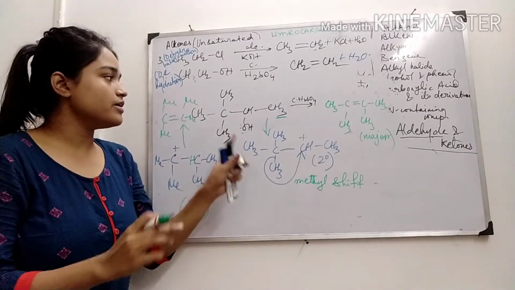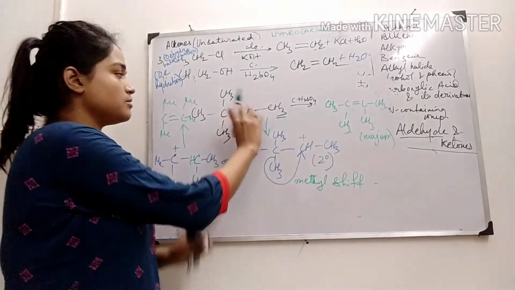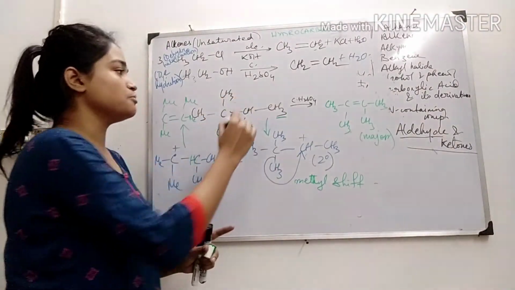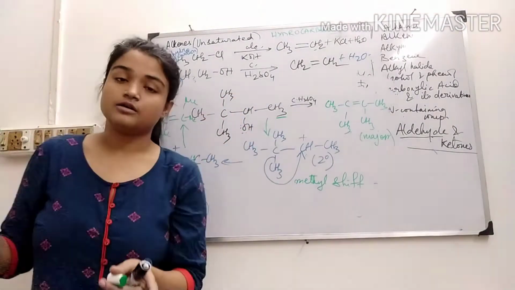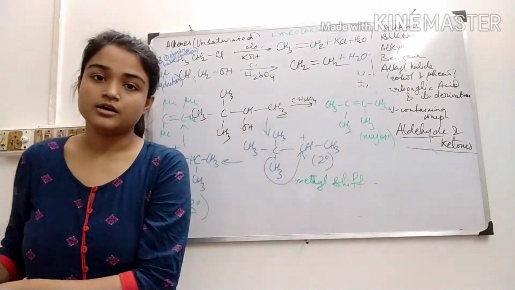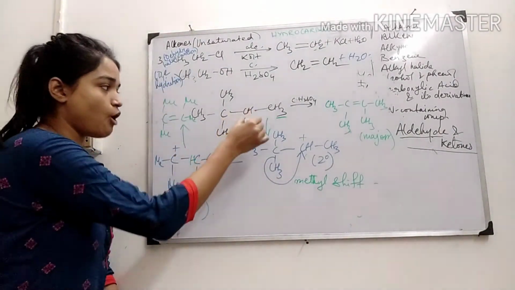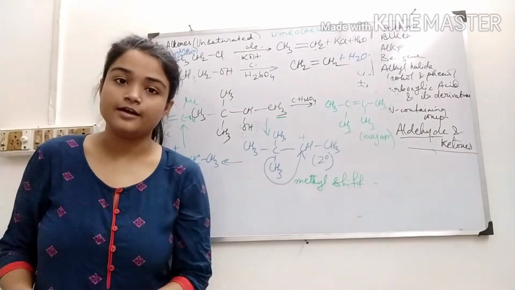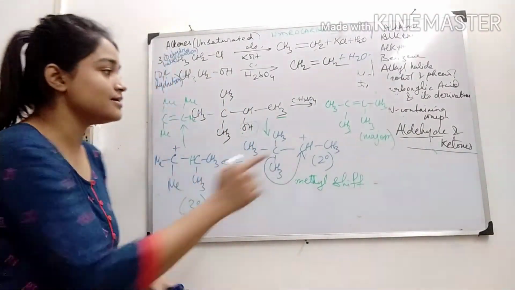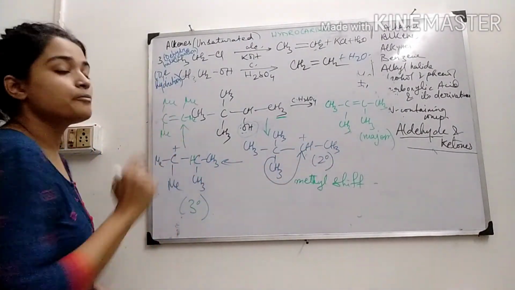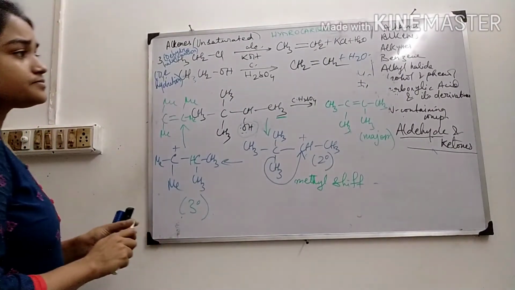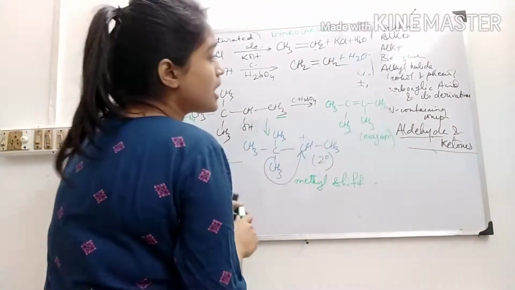Clear? So whenever you find that adjacent to this alcohol group there are methyl groups or hydrogen which can be shifted to the carbocation that is formed when this alcohol group leaves after getting protonated, in that case we will get this unexpected product. Okay, so now let's see the next one.